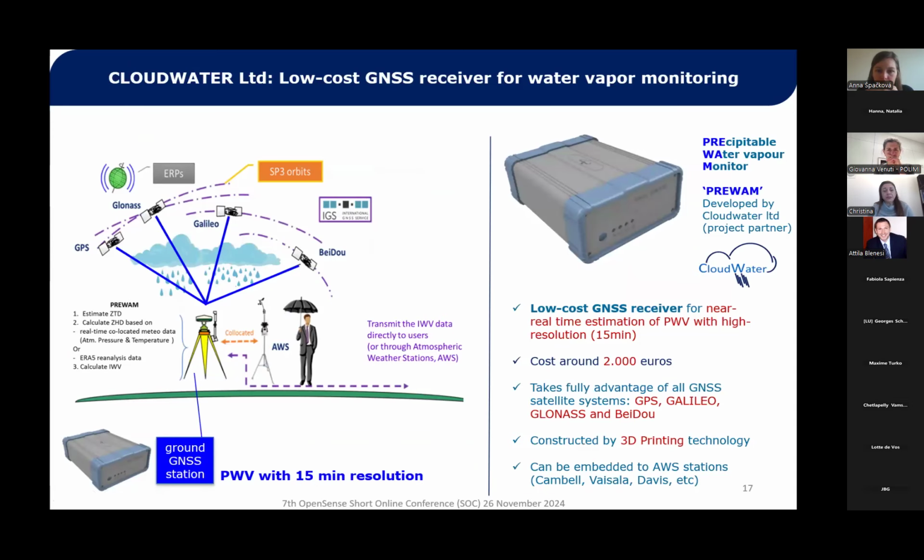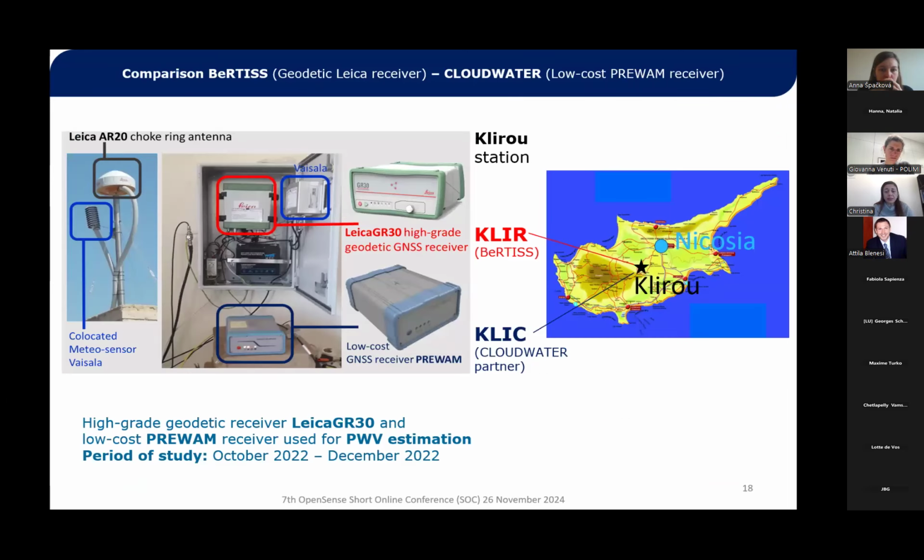This is a high-grade geodetic receiver. And we very quickly identified that you cannot build a dense network of receivers to exploit the water vapor because they are very costly. So we managed to take funding from the National Research Foundation and to install a startup company, Cloudwater, which aims to build a low-cost GNSS receiver. This receiver is built using 3D printing, and it costs around 2,000 euros. So our plan is to densify the network in Cyprus.